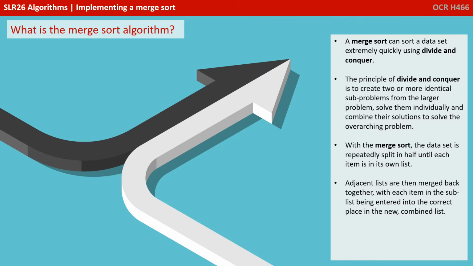So a merge sort can sort a dataset extremely quickly using divide and conquer. The principle of divide and conquer is to create two or more identical subproblems from the larger problem, solving them individually, and then combine their solutions to solve the overarching problem. With the merge sort, the data set is repeatedly split in half until each item is in its own list. Adjacent lists are then merged back together, with each item in the sublist being entered into the correct place in the new combined list.